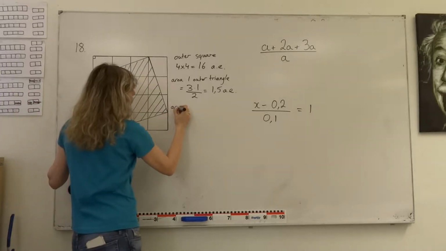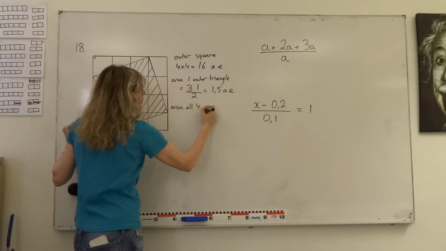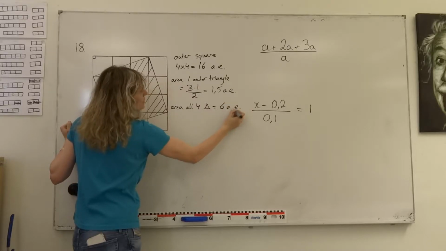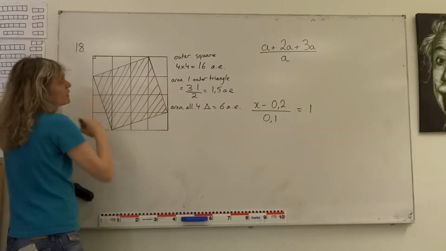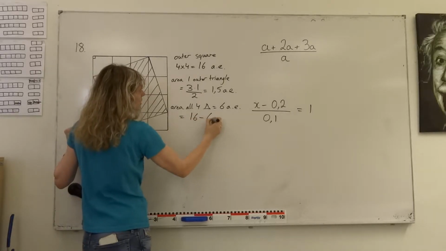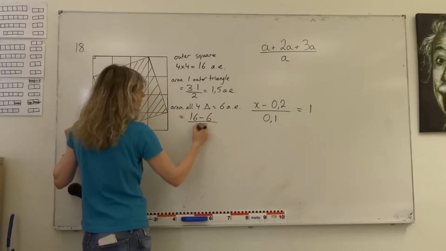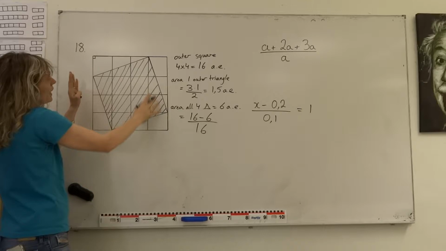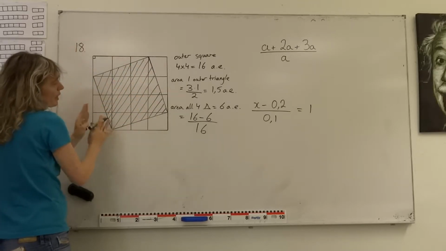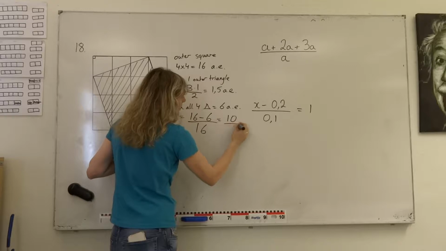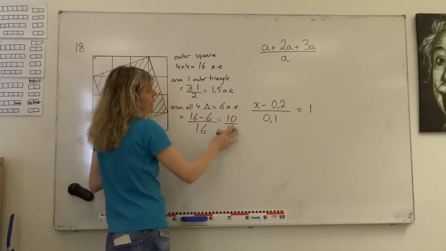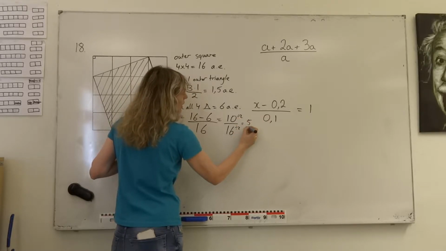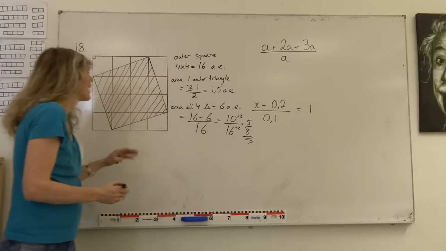So the area of all 4 triangles, we'll just put the symbol there for triangle, is 6 area units. So the shaded square in the middle will be 16 minus the area of the outer triangles, all divided by the 16. So the fraction of the inner square will be the inner square divided by the outer square. So we get 10 sixteenths. We wouldn't leave this as 10 sixteenths because we can divide top and bottom by 2 to give us 5/8. That's one way of doing it.